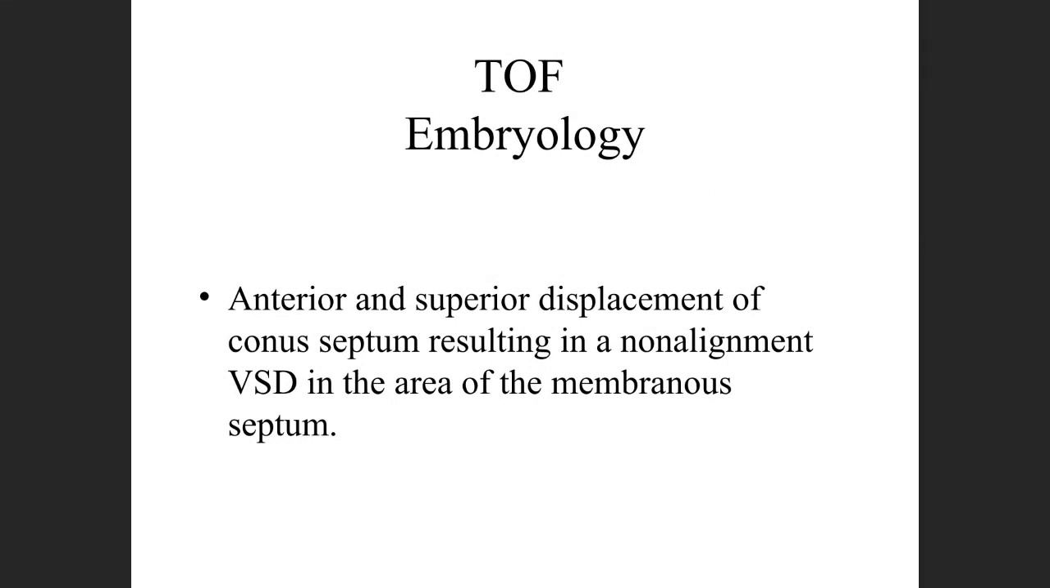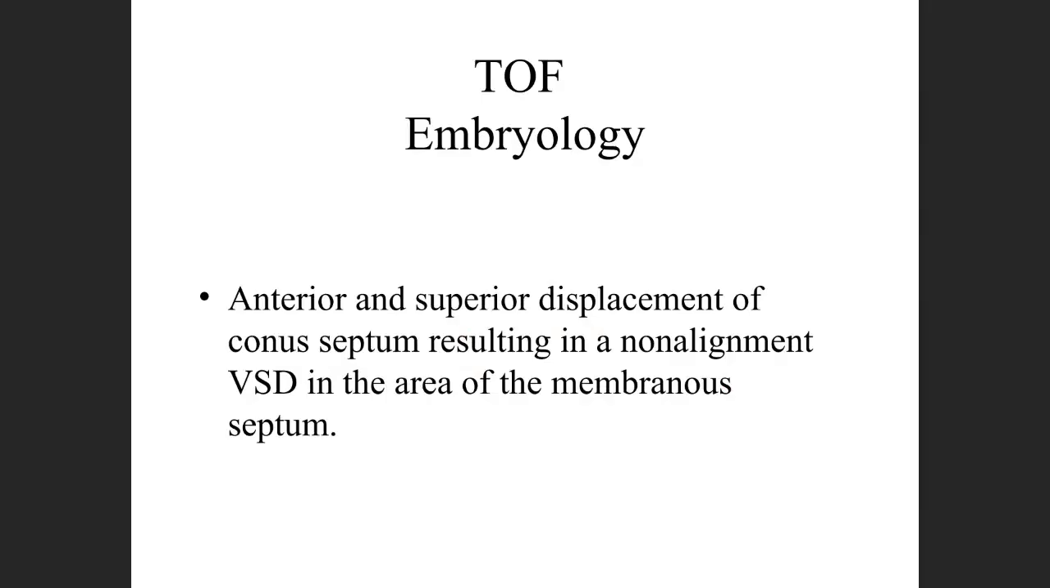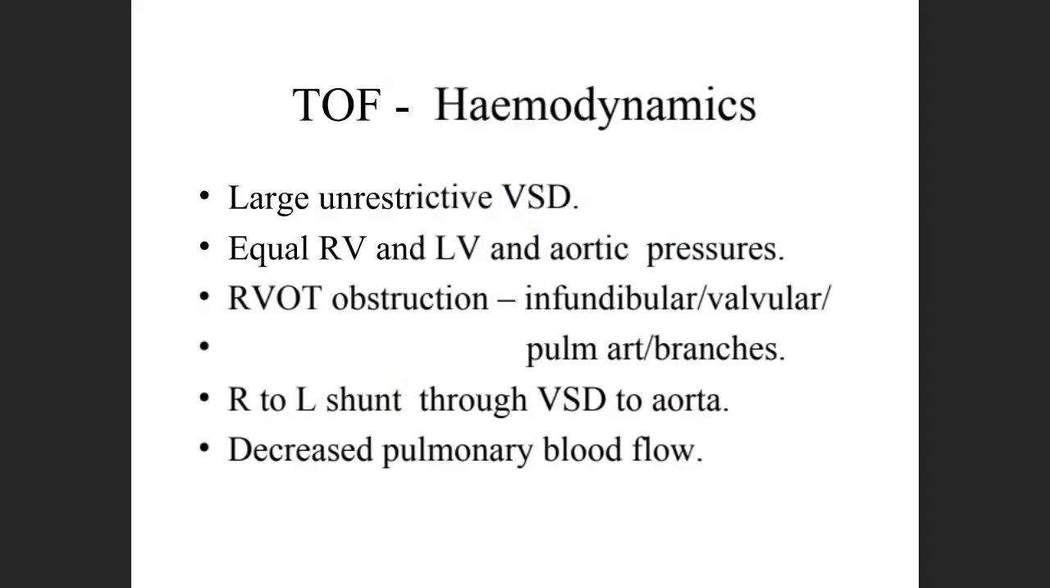Just to go back to the embryology, most of us don't like embryology very much, but if we look at this diagram here, it will help to explain. In the embryology, in tetralogy of Fallot, there is anterior and superior displacement of the conus septum, which results in a non-alignment VSD in the area of the membranous septum. So let's go to these drawings.